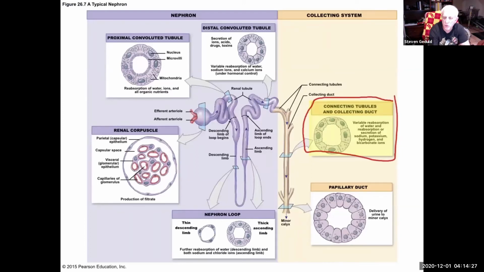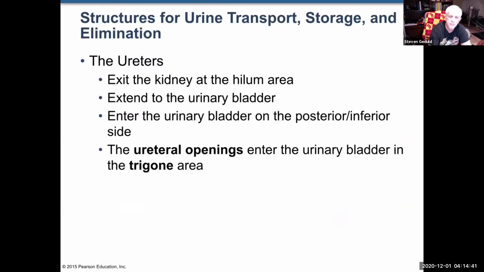Variable resorption of water, resorption or secretion of sodium, potassium, hydrogen, bicarbonate. All the last minute adjustments are made to the urine before it goes into the minor calyx and then to the ureters. Once it goes through that, it goes to the ureters.